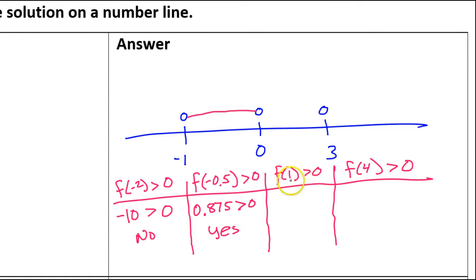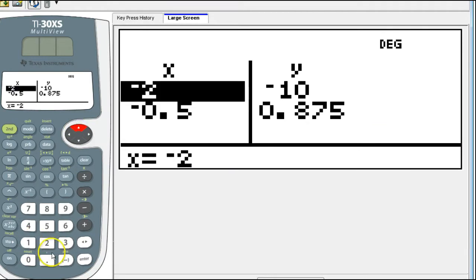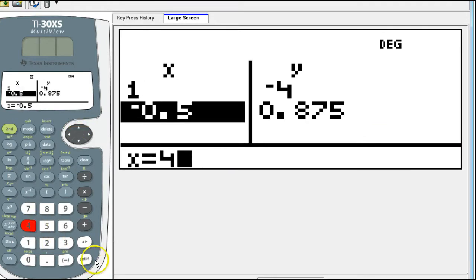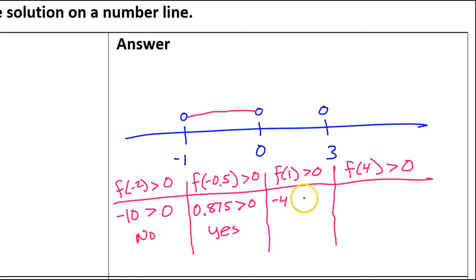Now I'm going to switch and check the value of the function at 1 and 4. So I'm going to change these, and now I want to evaluate at 1 and at 4. So I'm getting -4 and 20. Okay, is -4 greater than 0? No, it is not. That means 1 is not a solution. None of these are solutions.